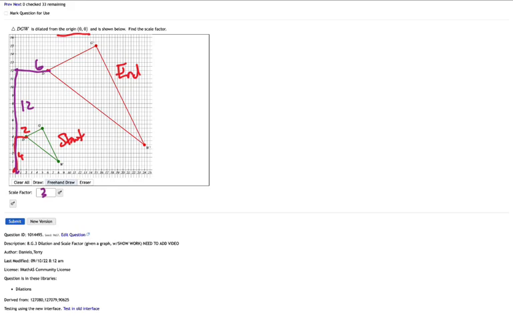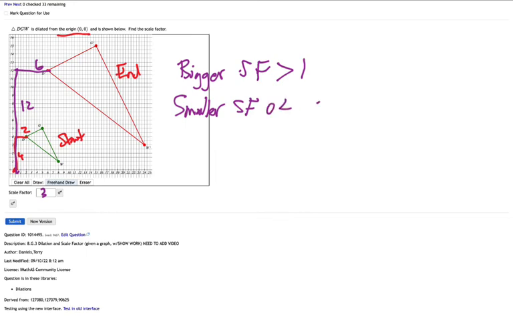And the thing that you have to remember from 7th grade is, if the shape gets bigger or larger, the scale factor is some value greater than 1. If the shape gets smaller, the scale factor is some value between 0 and 1. And if the shape was exactly the same size, the scale factor would be exactly 1.